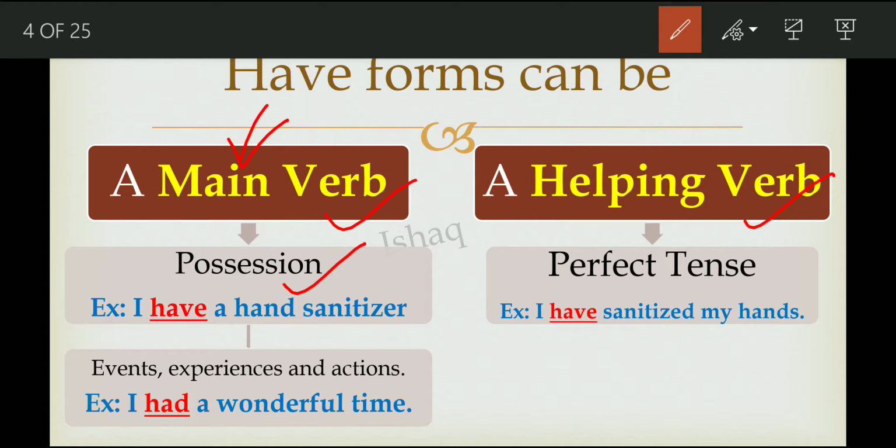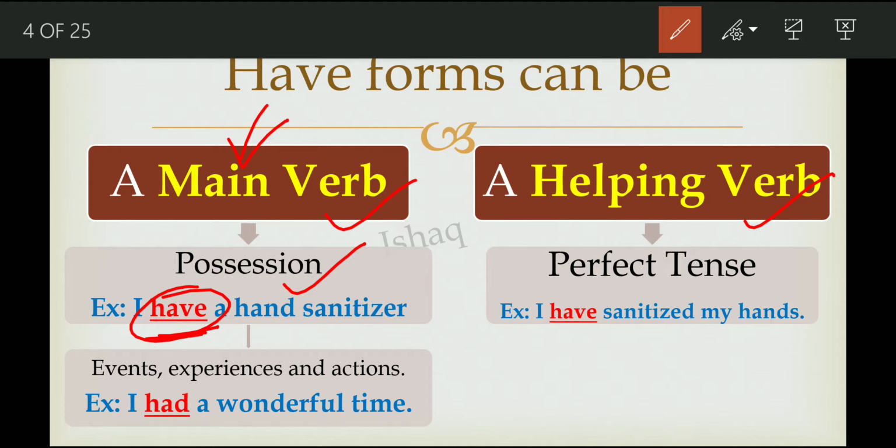Here this have is not being used as a helping verb, but it itself is acting as a main verb. Though it seems a helping verb, have is a main verb here, and it is telling you the possession and the ownership. So, I have a hand sanitizer. Here this have is a main verb. A lot of students will have confusion when they see this have and they don't see any main verb, like an action verb. So this helping verb itself is acting as a main verb here.